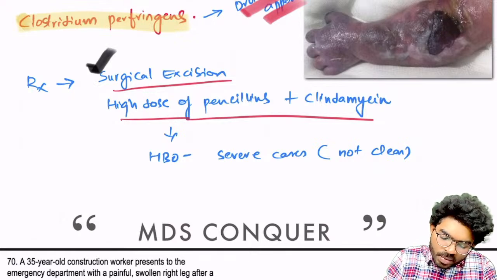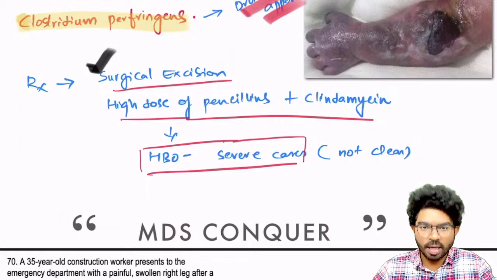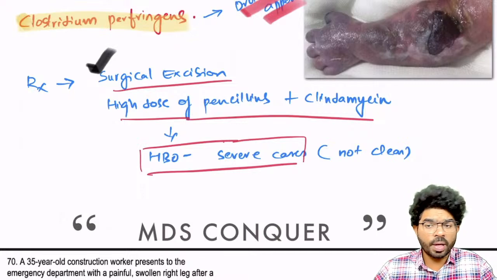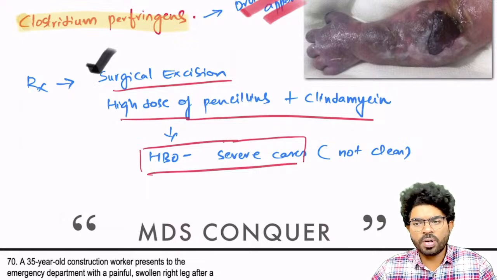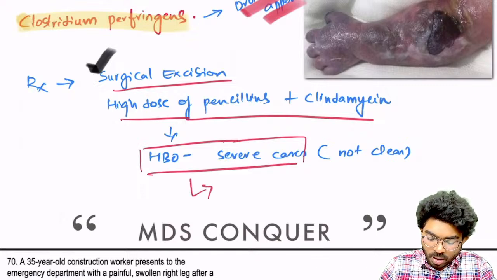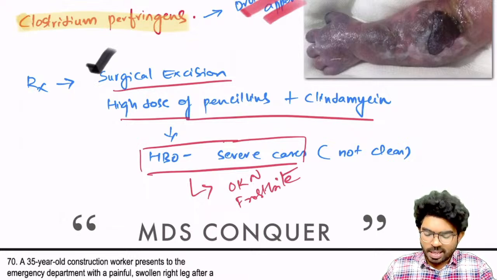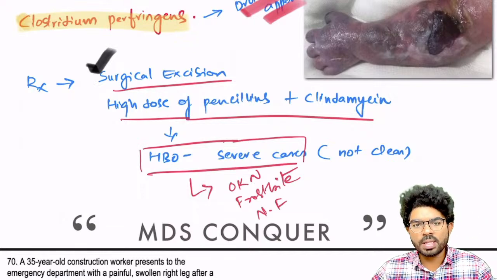Bailey and Love is clearly telling that even HBO is going to work out well. That is hyperbaric oxygen therapy, which is a treatment protocol most commonly used in the case of osteoradionecrosis, which is a part of oral pathology, oral surgery, oral medicine. So what is the treatment for osteoradionecrosis? The treatment is hyperbaric oxygen therapy. This hyperbaric oxygen therapy can be used in osteoradionecrosis, in frostbite, and in many other conditions. It can even be used in necrotizing fasciitis and all these conditions where you can use hyperbaric oxygen therapy.